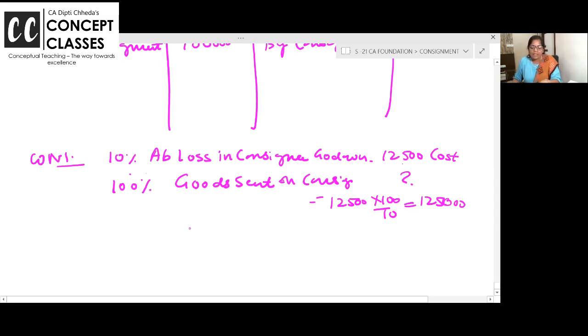Okay, one second. 10% of consignment goods of the value 12,500 were destroyed in the godown. This is invoice price, not cost. In your godown, it would be at invoice price only, right? Read that line again, fourth line. 10% of consignment stock of 12,500 were destroyed in fire. Abnormal loss in consignee's godown at invoice price.